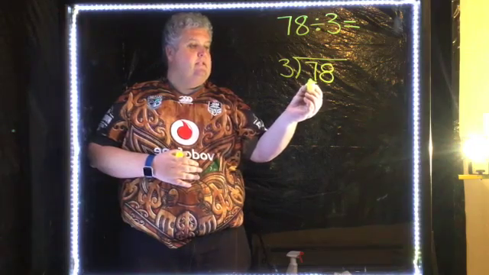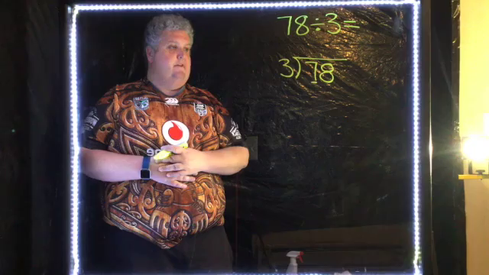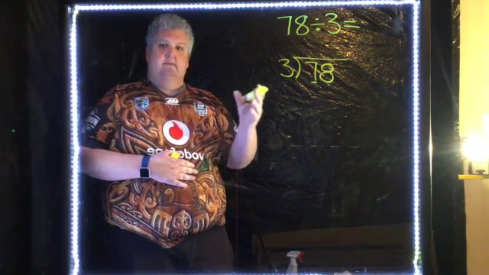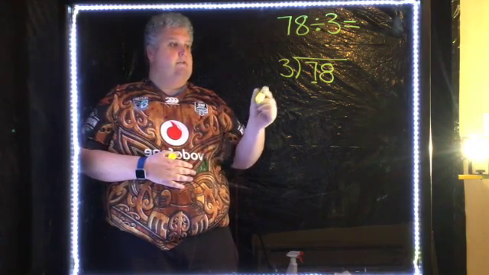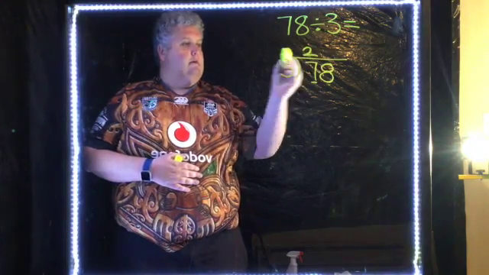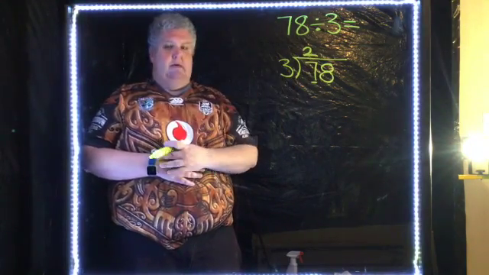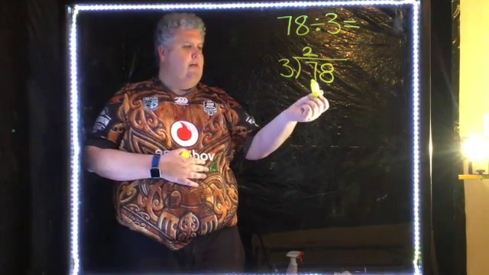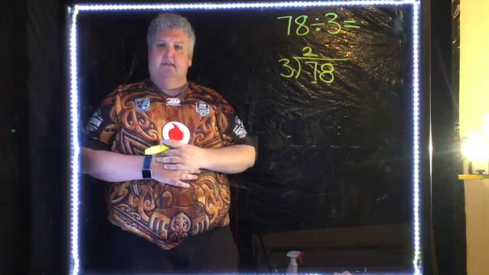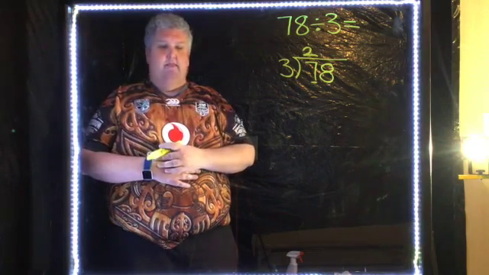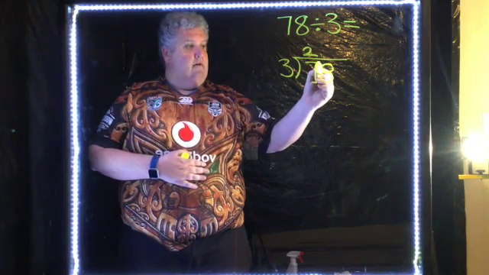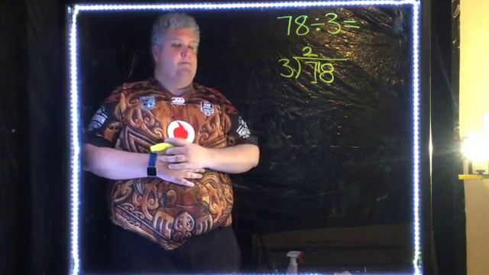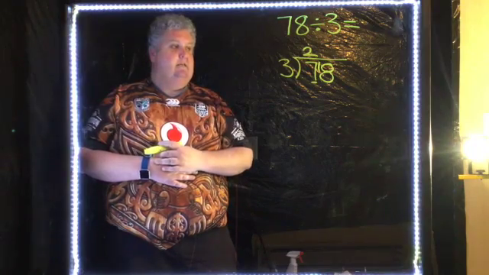Looking at the 7 in the tens column. How many times does 3 fit into 7? 3, 6. So it goes in twice, because 3 times 2 is 6. So, wait a minute, you'll think, that's a 7, it's not a 6. You're right. And there's 1 left over. So we put the leftover 1 in front of the 8 for it to become 18.